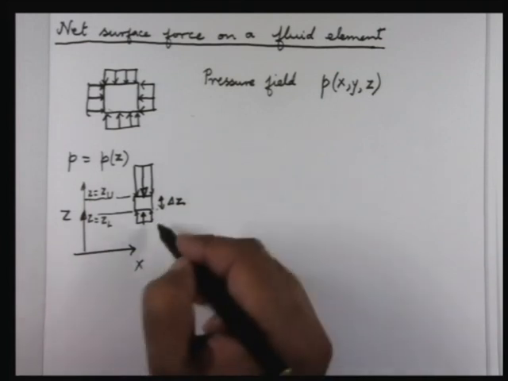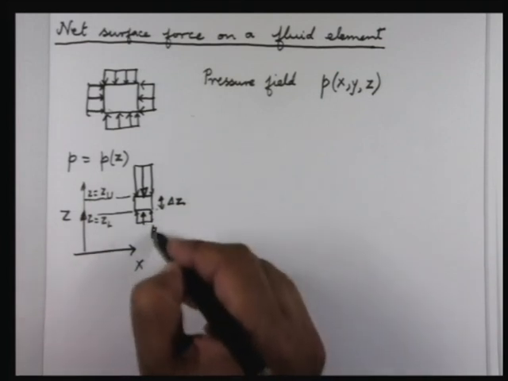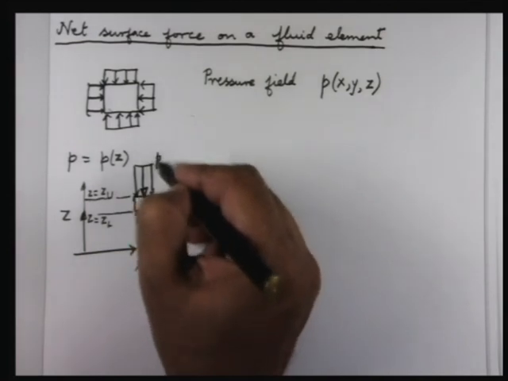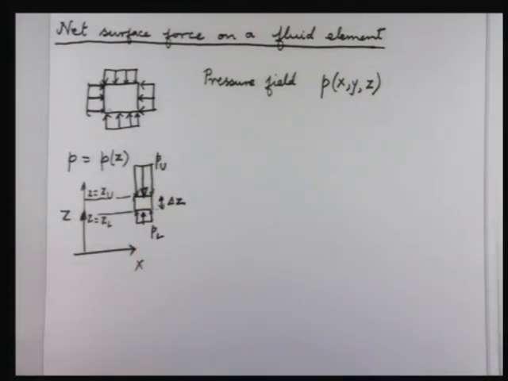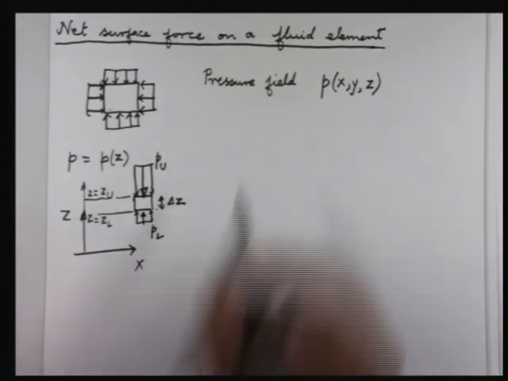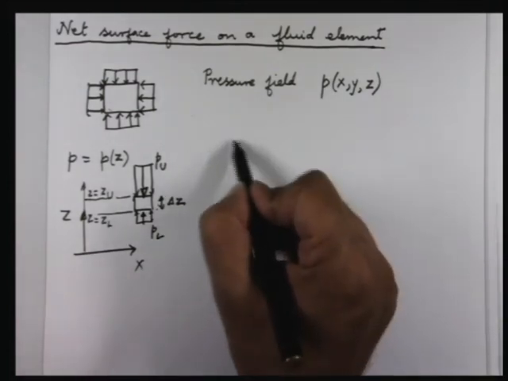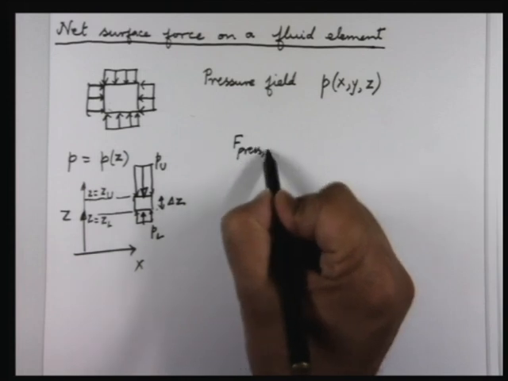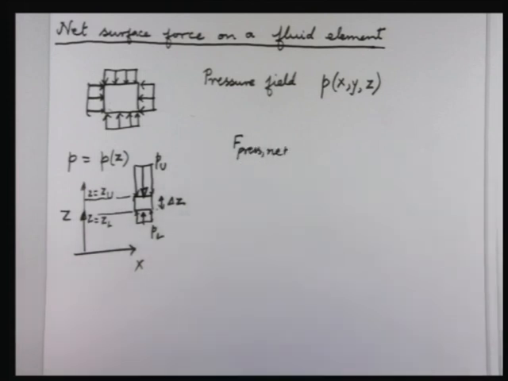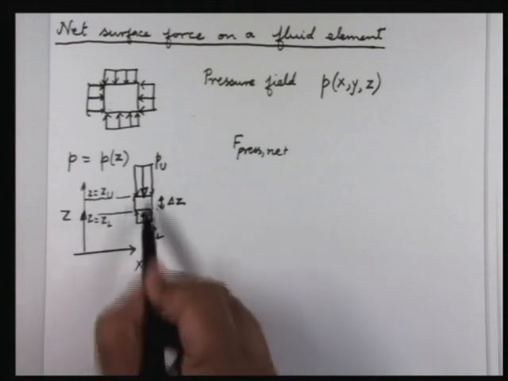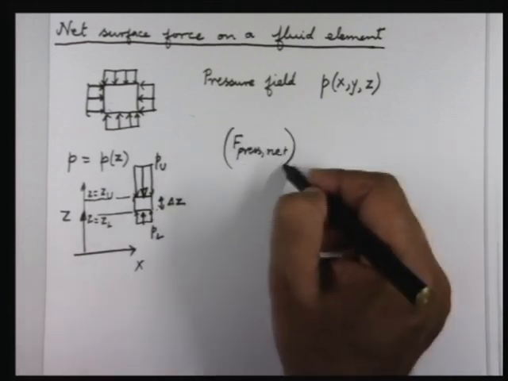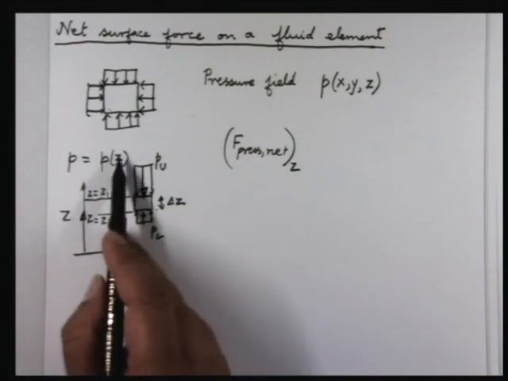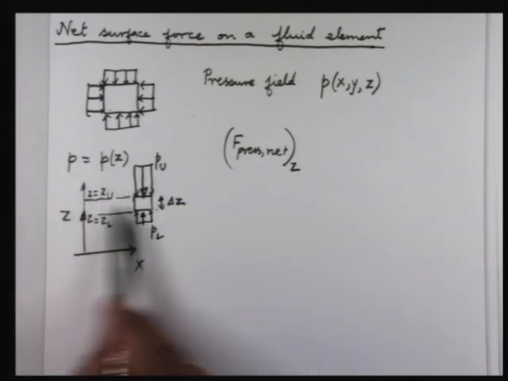So this bottom pressure I will call PL, the pressure on the lower surface, and this I will call PU, the pressure on the upper surface. So what is the net pressure force? I will say F pressure, net, as the net force on this element due to pressure in the z direction. Now of course if P is varying with z only, there is no net force in the other direction.